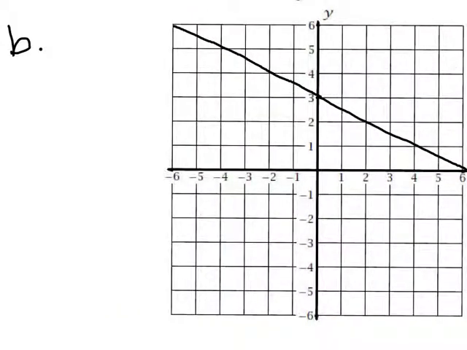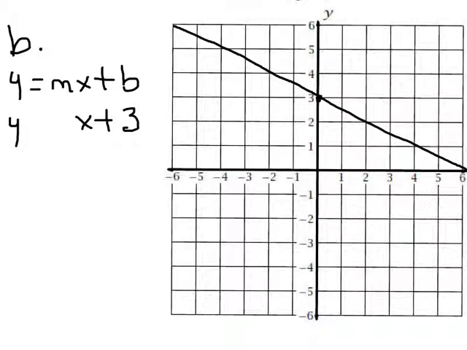Okay, our y-intercept. y equals mx plus b. That's the equation of a line. b is the y-intercept, and we find that it intercepts right here on positive 3. So it would be plus 3. x stays there, y equals.